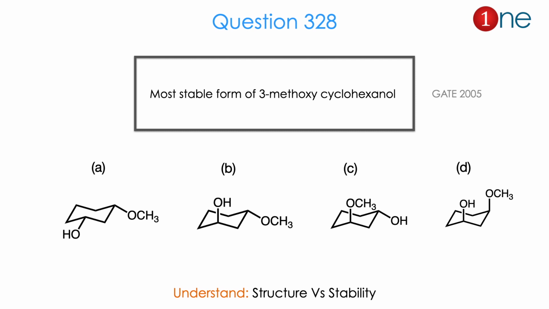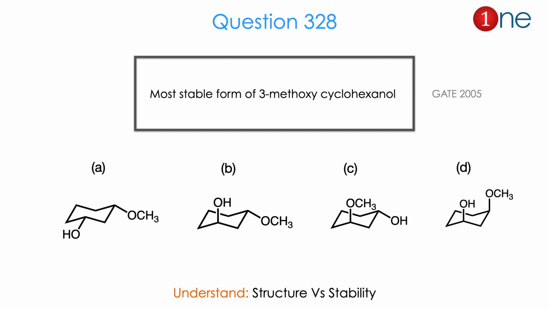Then let us look at the next question. They have given the various forms of 3-methoxycyclohexanol. They ask you to find the most stable form. In A, OH and methoxy groups are both equatorial. In B, OH is axial and OCH3 is equatorial. In C, OCH3 is axial and OH is equatorial. In D, both are axial.